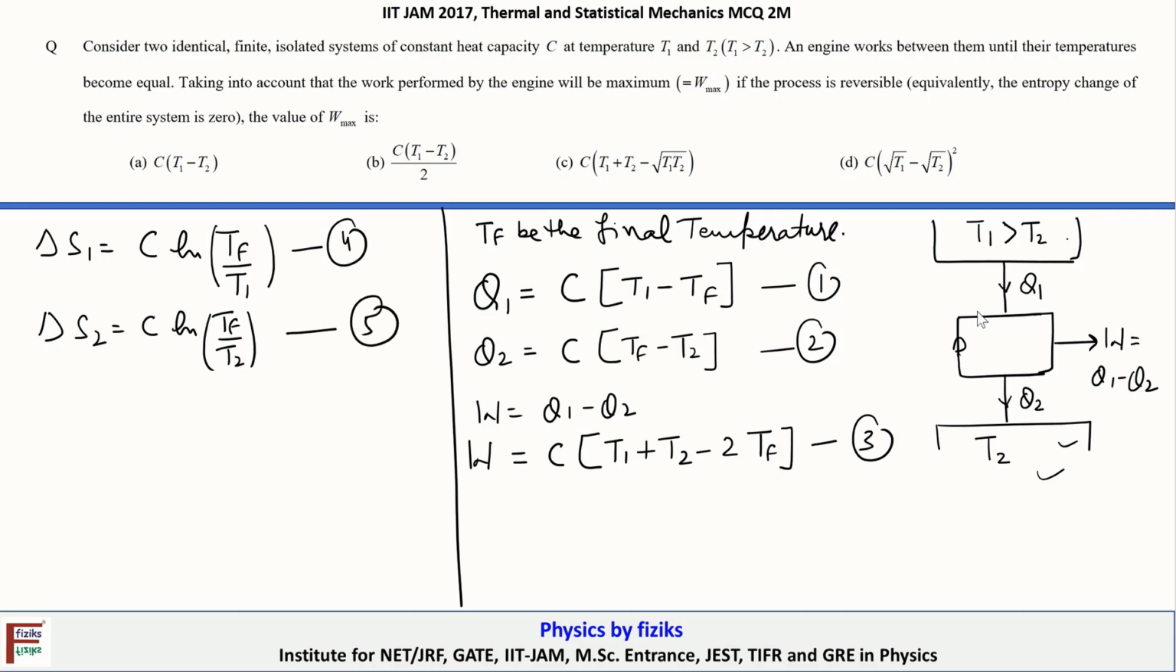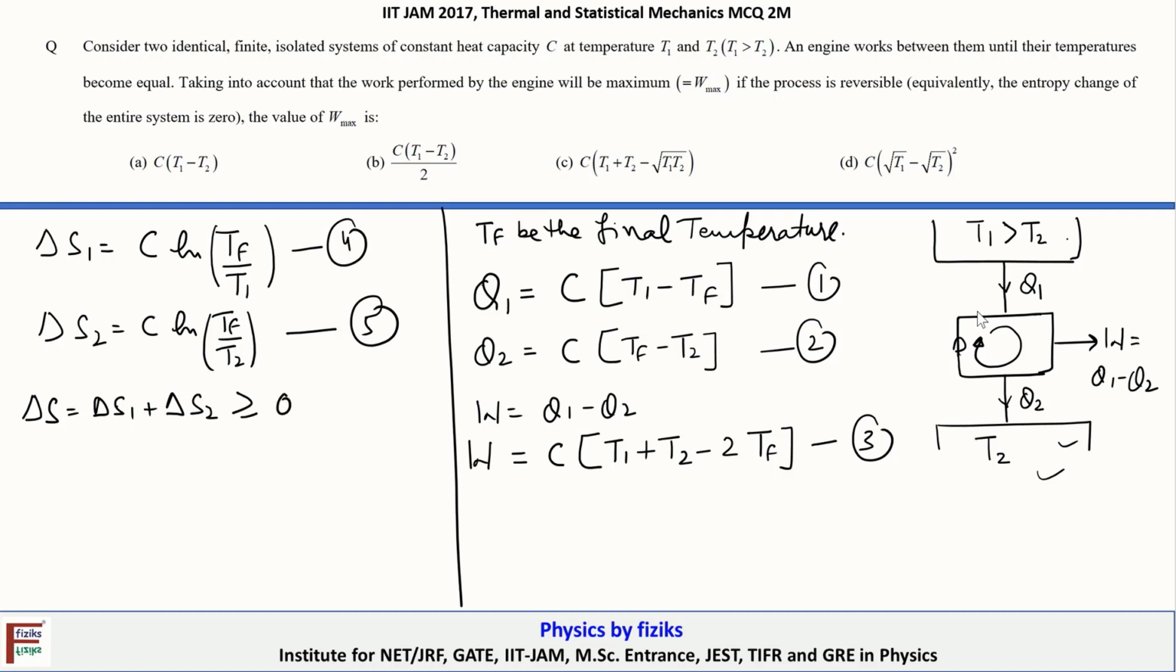For the working substance the entropy change is going to be 0, because the working substance goes through a cyclic process and again reaches the same point from where it started. So the net entropy change during a cyclic process is 0. There will be no entropy change for the working substance here. So the net entropy change of the universe, delta S, will be delta S1 plus delta S2, and that should be greater than or equal to 0.